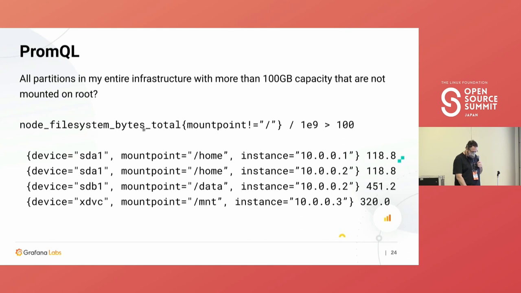For my file systems in my bytes total, not mounted on slash, which is root, divided by 10 to the power of 9, so 1 billion, which is wrong in this example, actually. No, it's not, because we have over 100. No, it's not wrong. So this is a billion, and then it needs to be over 100. That is the query. And this would be in a random system, your return. You see this and that device on this and that mount point on this and that system, and it has this and that amount of gigabytes of storage or capacity.